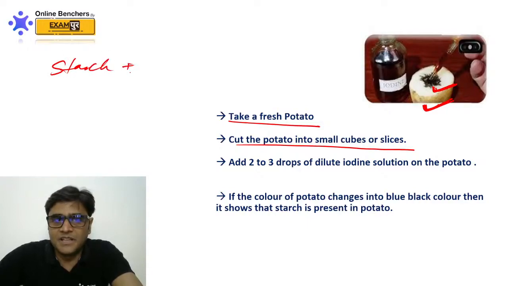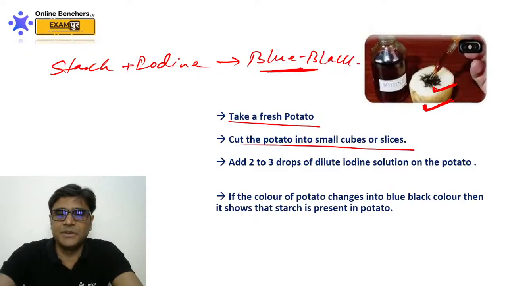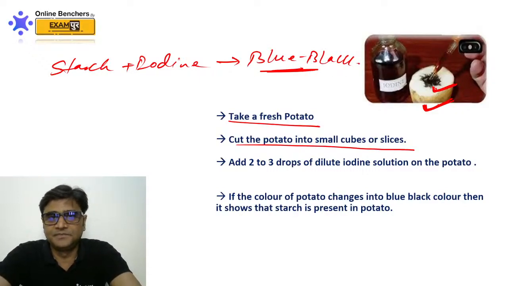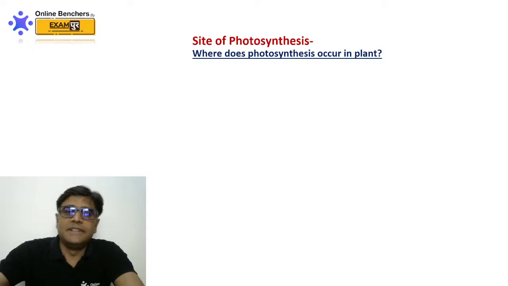So starch plus iodine gives you blue black color, dark blue color. So test of starch is done by iodine. Now, next question.